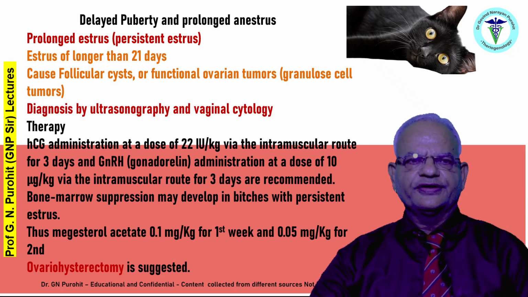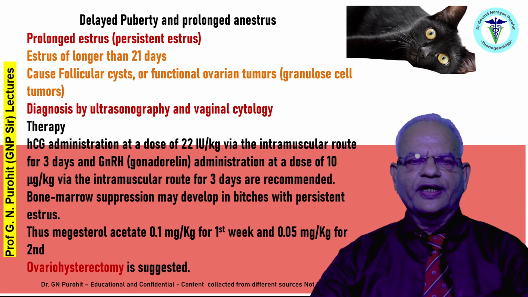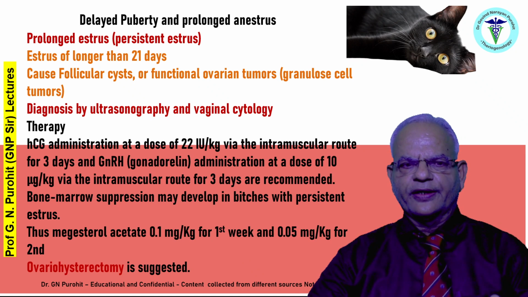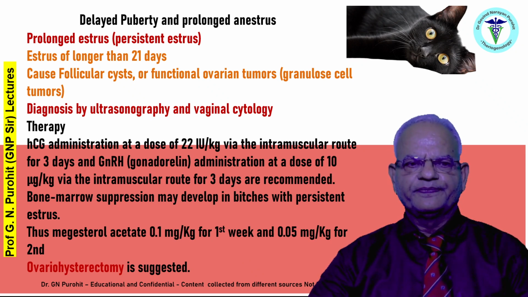Prolonged estrus of longer than 21 days. The cause could be follicular cysts or functional ovarian tumors like granulosa cell tumors. Diagnosis is by ultrasonography and vaginal cytology. And HCG administration at a dose rate of 22 international units per kg via the intramuscular route for 3 days, and GnRH at a dose of 10 microgram per kg via intramuscular route for 3 days are recommended.